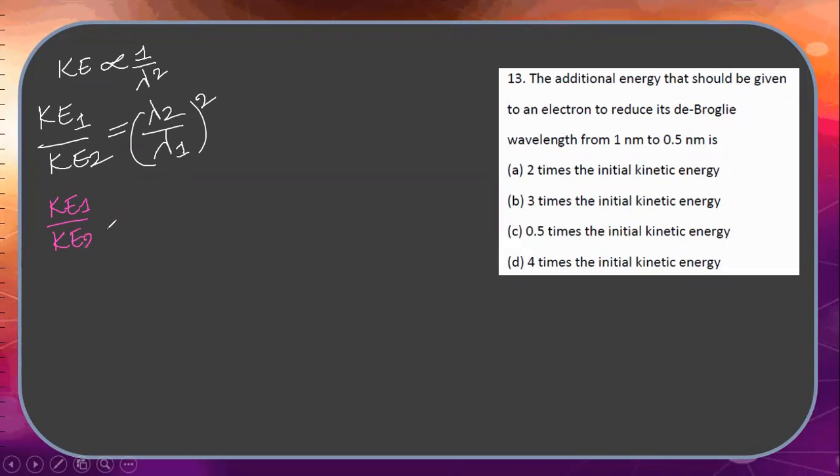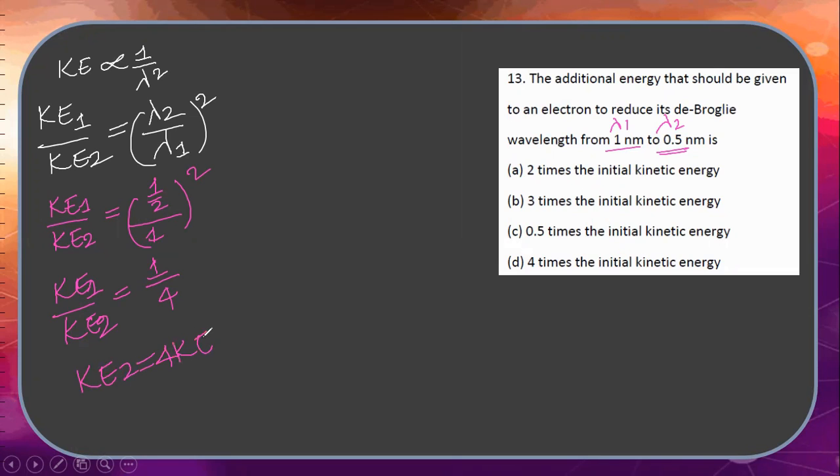Ke1 divided by Ke2 is equal to lambda 2 by lambda 1 whole square. Lambda 1 is 1, lambda 2 is 0.5, which is 1 by 2. So 1 by 2 whole square means 1 by 4. Therefore, Ke2 is equal to 4 times Ke1.